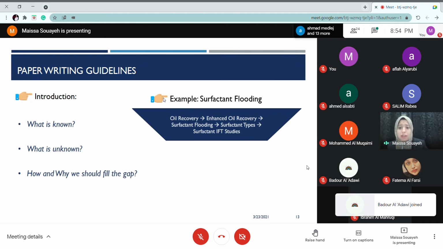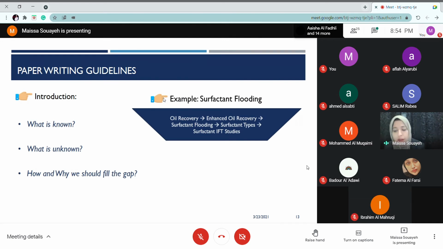And then from oil recovery, I will go to enhanced oil recovery. There are primary, there are secondary, and then there is enhanced oil recovery. And within enhanced oil recovery, there are different types: chemical, thermal, miscible. Then I will move to surfactant flooding, which is part of the chemical flooding. From surfactant flooding, I will explore more. What is surfactant flooding? What is the mechanism of surfactant flooding? What are the types of surfactant used? What are the studies related to surfactant done?